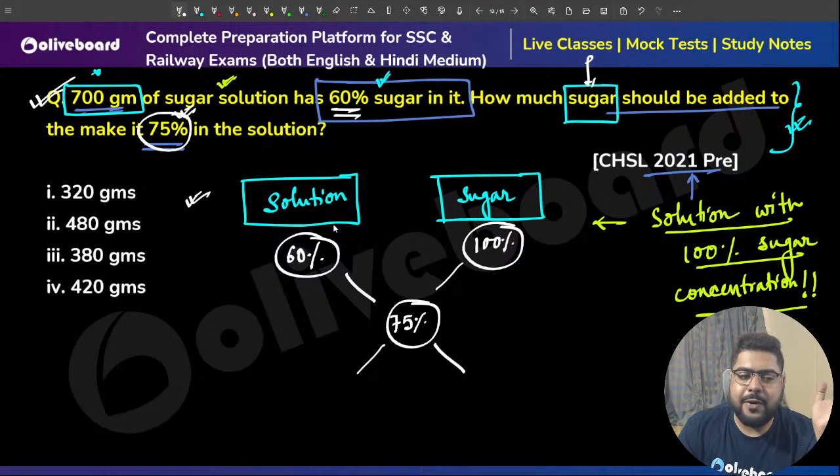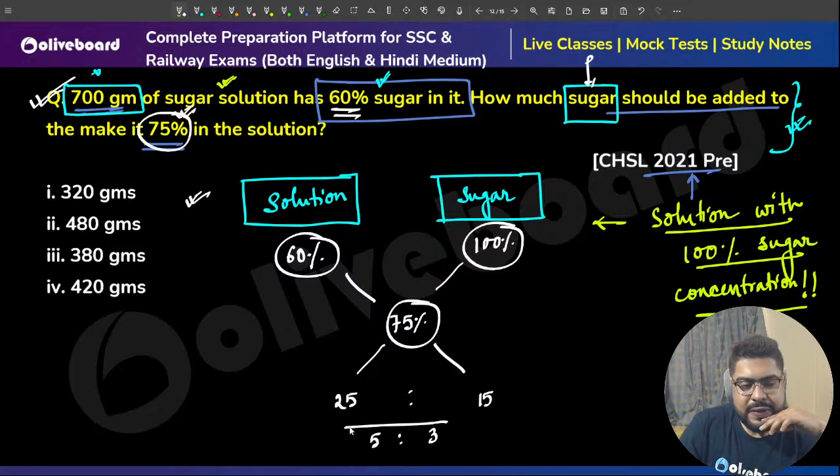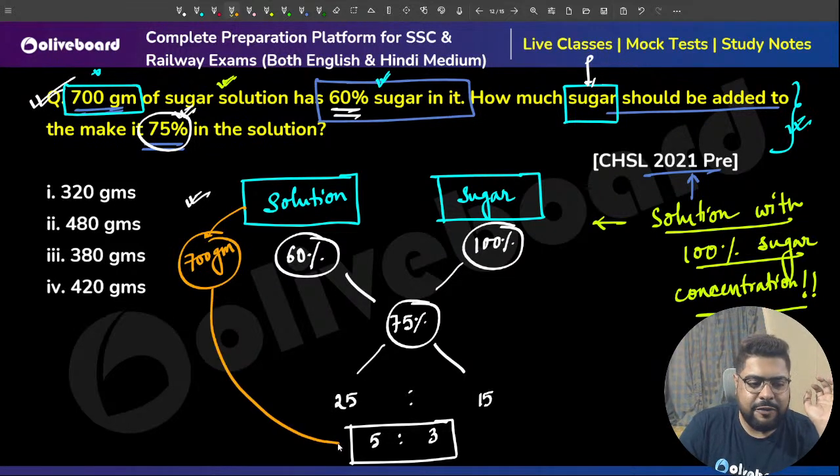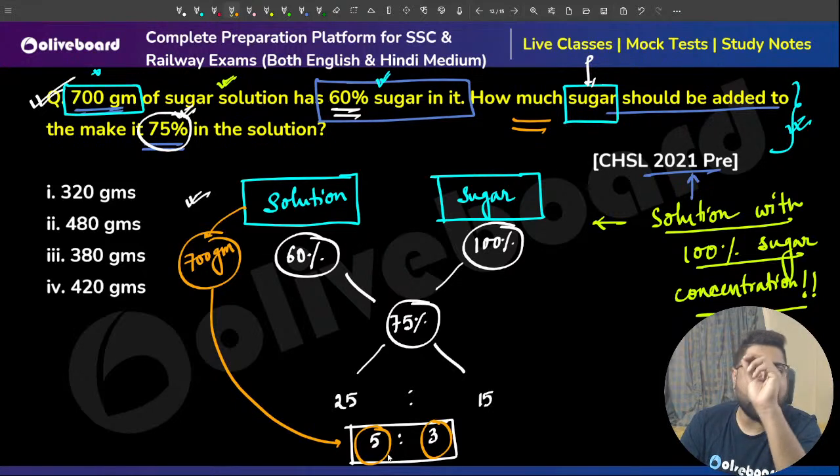Chalo, let's do it, sir. Positive difference, 75 and 60, that is 15. 100 and 75, that is 25. So ratio, sir, 5:3. Now do not worry. This solution was how much, sir? 700 grams given. That means 5 parts is 700. And how much sugar added, sir? This is 3 parts. 5:3 means for every 5 parts of solution, I am adding 3 parts of sugar.